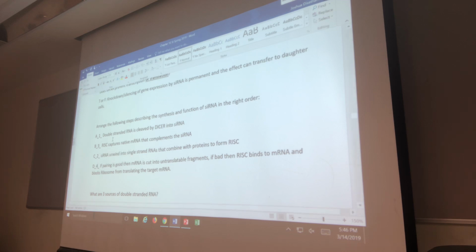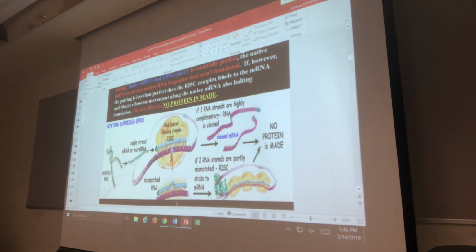But let's see, step 3 is the RISC complex captures native mRNA that complements the siRNA. So that's this big picture here. That siRNA, that short fragment, will look for an mRNA that it is complementary to, and a bunch of enzymes put together called the RISC complex will bind with it.